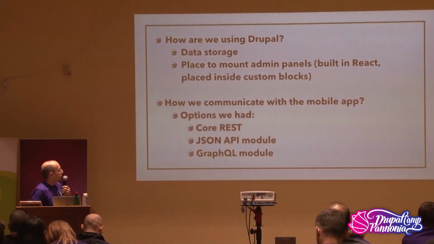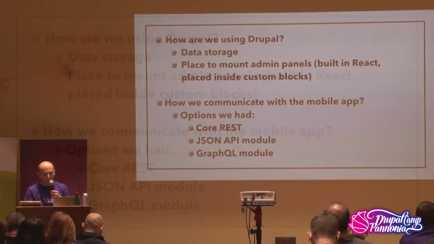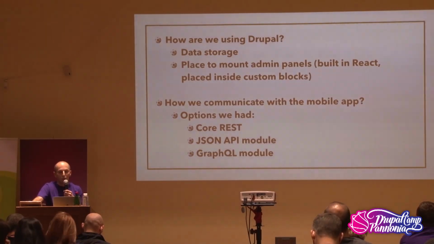So let's see how we are using Drupal. Drupal is used as a data storage system. We are using Drupal to store data. Drupal is also used to place the administrator panels. These panels are built in React and they're placed inside custom blocks. So this is why this is in part a progressively decoupled system. We have a Drupal theme, we have custom Drupal blocks, and inside these blocks we have placed components that are built in React.